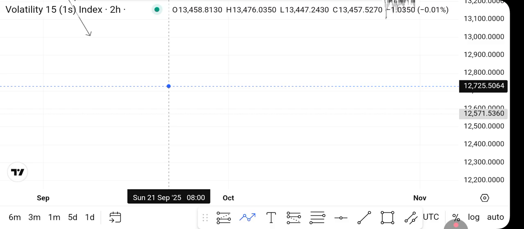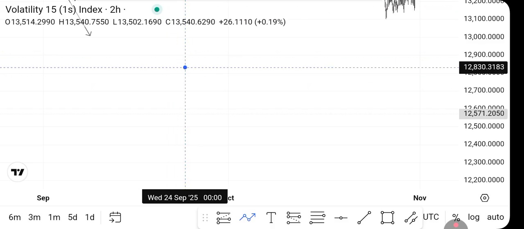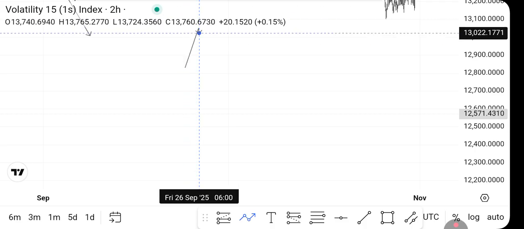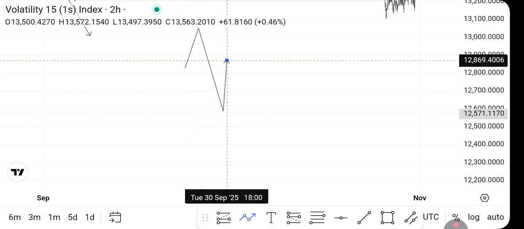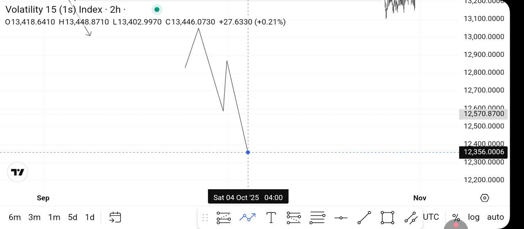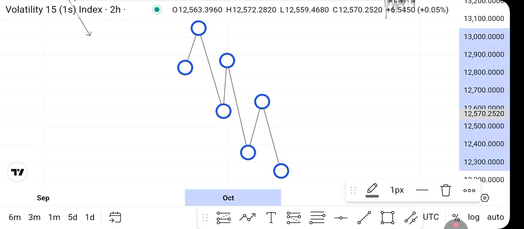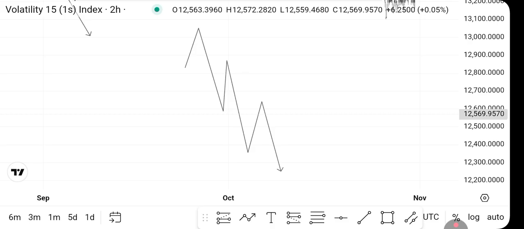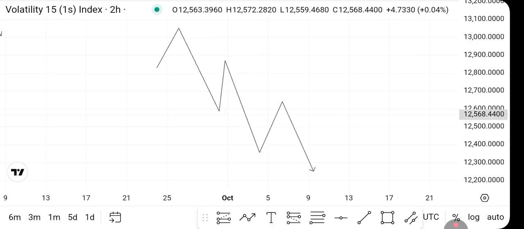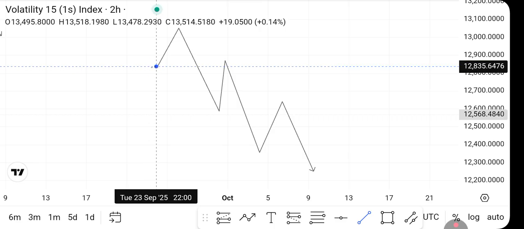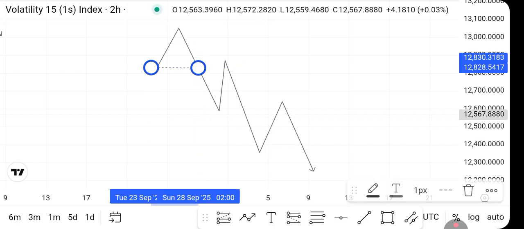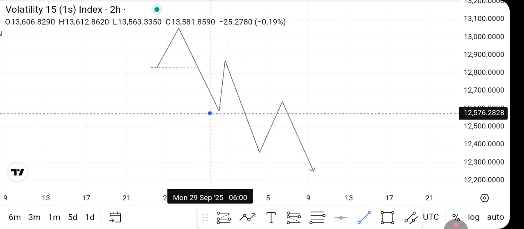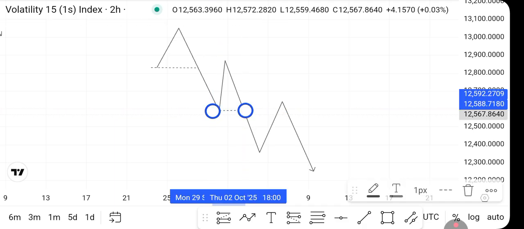So if you are to understand the change in bias, the continuation, you have a break of structure like this. You always have a break of structure, just as I've shown. Series of lower highs and lower lows, lower highs, lower lows, lower highs, lower lows. The market seems to break structure to show you that it's not ranging. That's what I'm trying to explain.